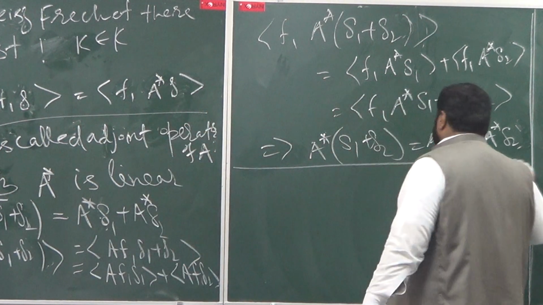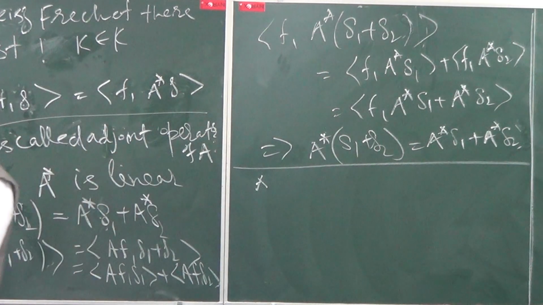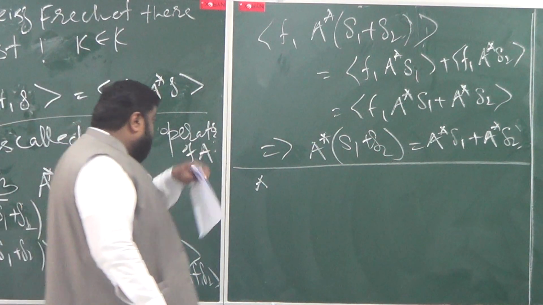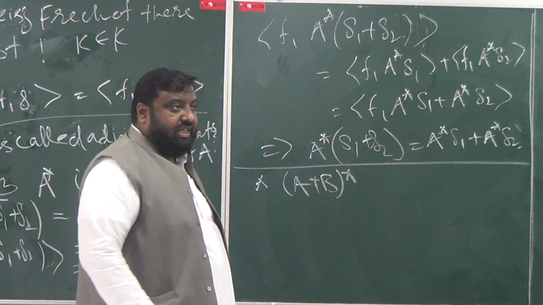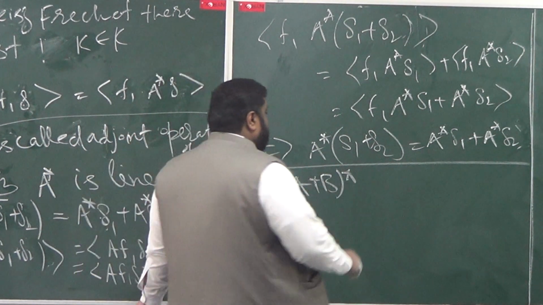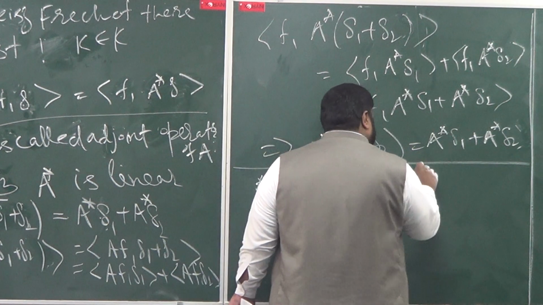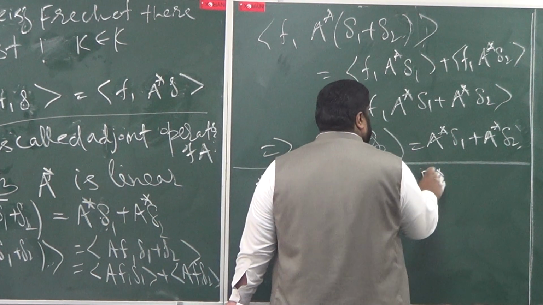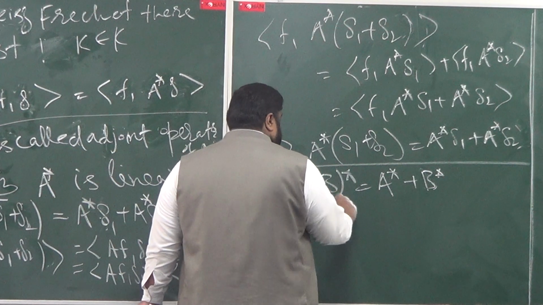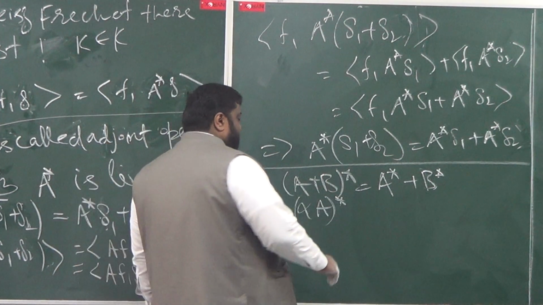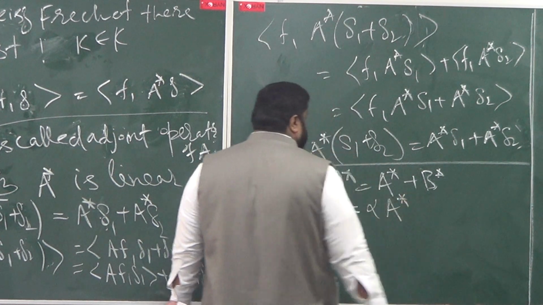You can show the other property as well. Not only this, but it's a pretty good exercise to show that if I have the sum of two operators and I want to compute their adjoint, then this is the same as computing their adjoints separately and summing them. And similarly, it's an exercise, so you must do it: alpha A star is alpha times A star.